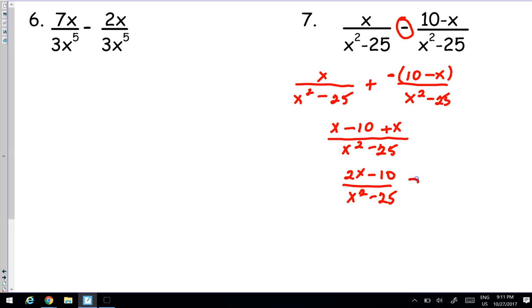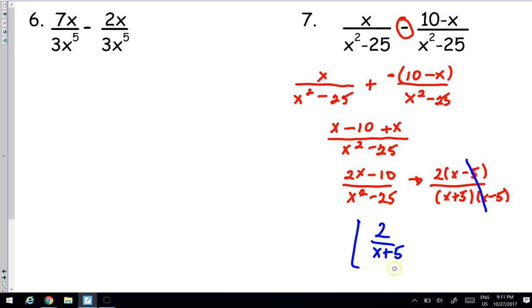I can factor the numerator. And I can simplify the common factor of x minus 5. My final answer is 2 over x plus 5. And voila, here's my answer.